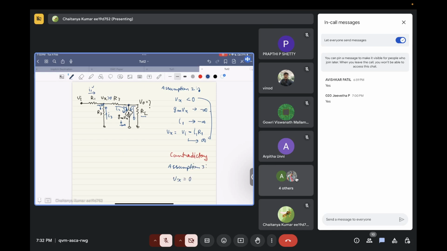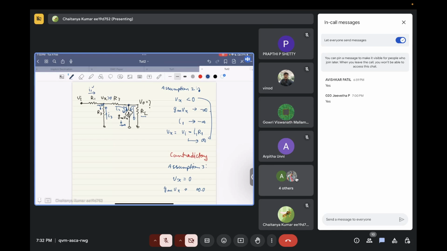Now, if Vx is equal to 0, can you comment on what will happen? What will be Gm times Vx? It's zero. It won't be 0. It will be infinity times 0. This is a limit, right? You have learned the concept of limits in your 12th class, right? So infinity times 0 is not zero; you will have to determine it based on whatever function you have.